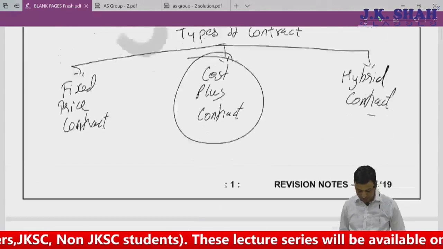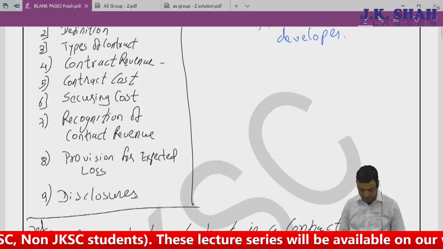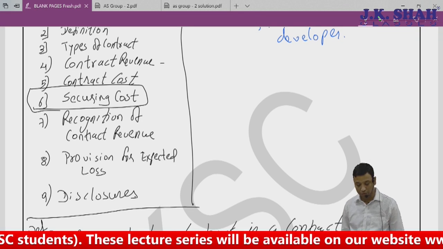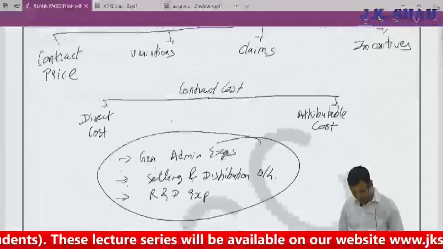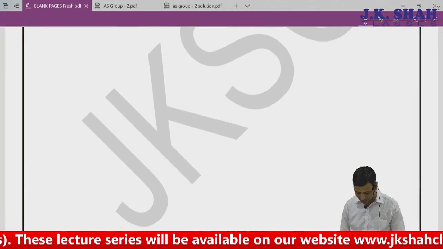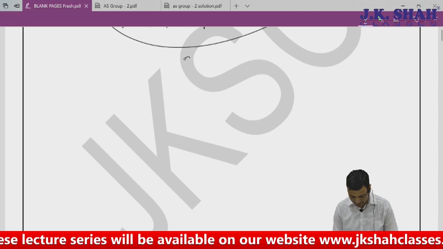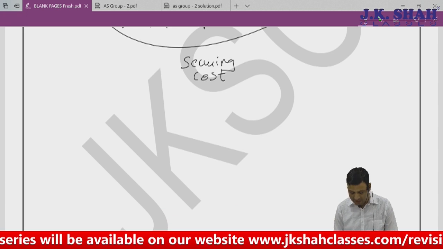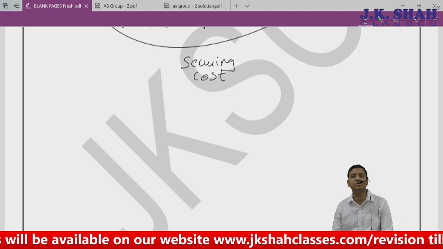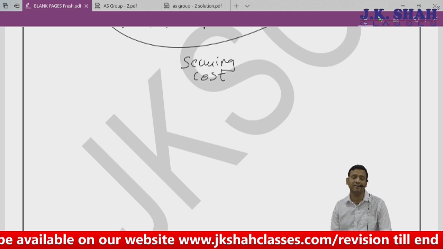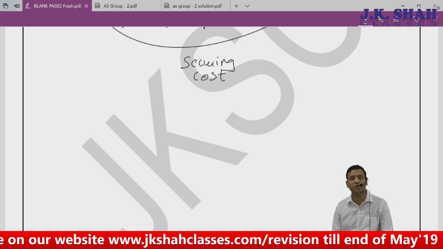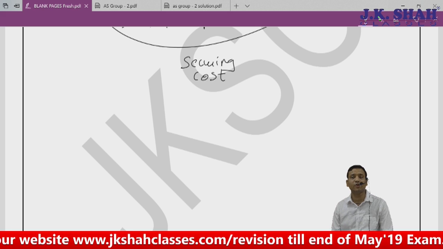Along with this contract cost, if you look properly, we had this area, securing cost. What do you mean by securing cost? It's part of the contract cost only, but I'll take it separately. Securing cost is a cost incurred to secure the contract, to get the contract. So if you are incurring some cost to get the contract, that is referred to as securing cost.